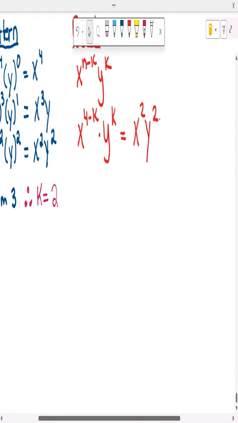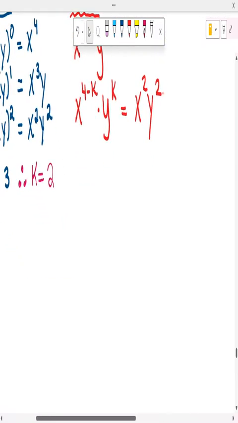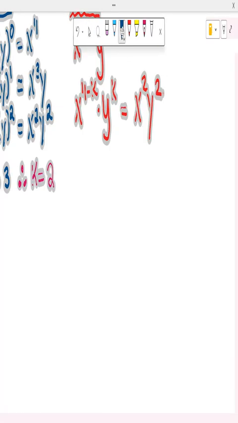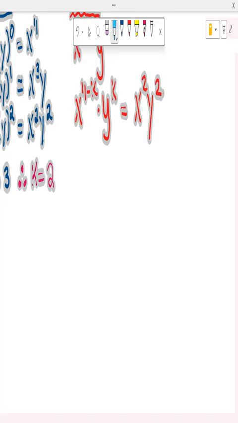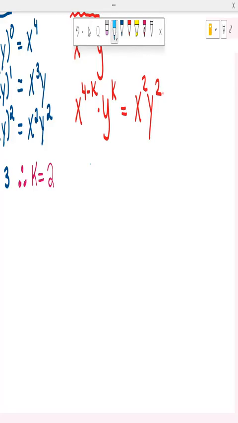So by using the formula, you're basically making statements that you can solve. Okay? So what this tells you, this tells you two things. This should tell you, therefore, x to the exponent of 4 minus k should equal what? x squared. Do you guys agree with that statement? It also is telling me that y to the power of k should equal y squared.